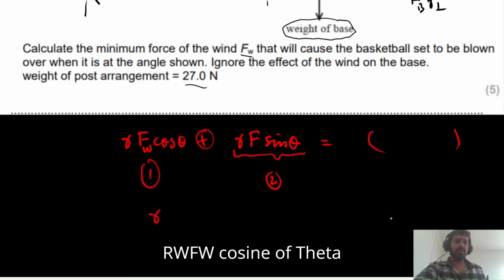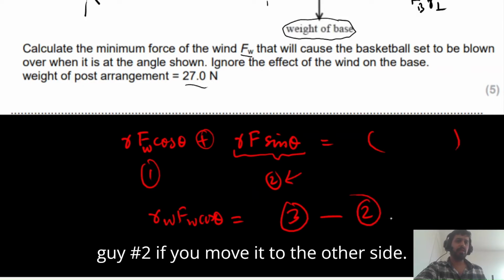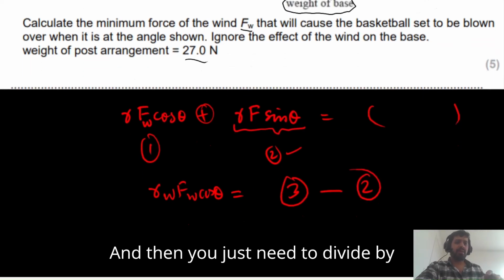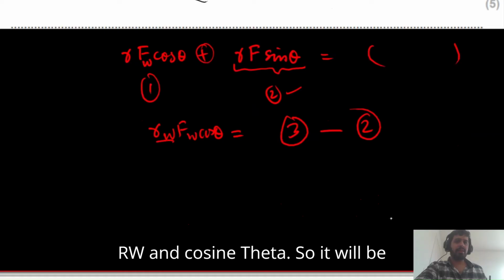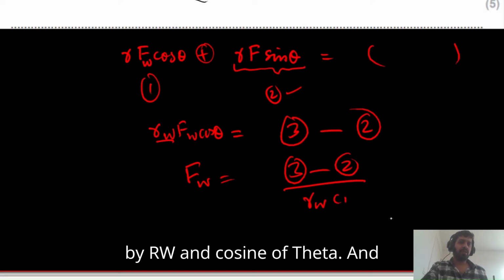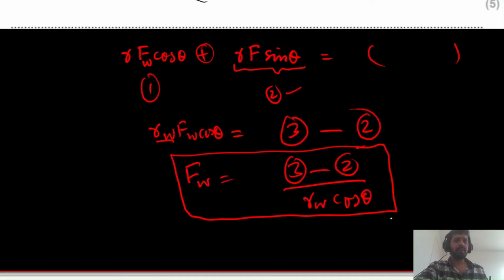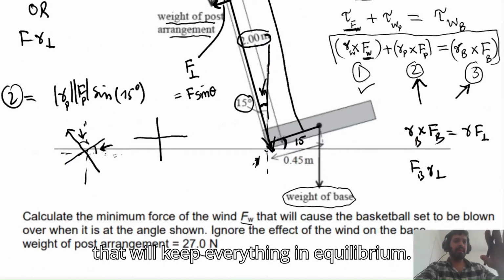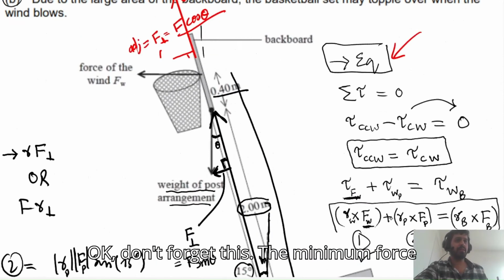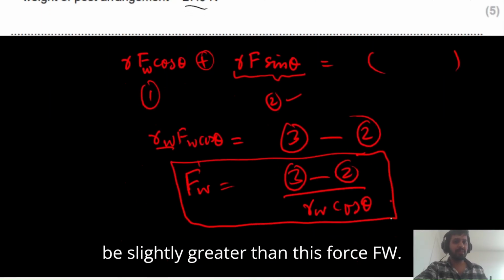So it will be rw fw cosine of theta equals to this guy, number 3, minus this guy, number 2, if you move it to the other side. And then you just need to divide by rw and cosine theta. So it will be fw equals number 3 minus number 2 divided by rw and cosine of theta. And that's it. This will be the force that will keep everything in equilibrium.